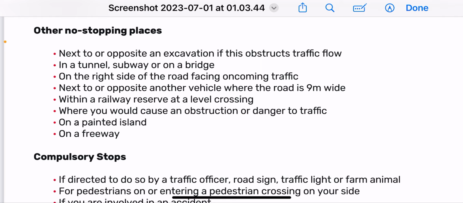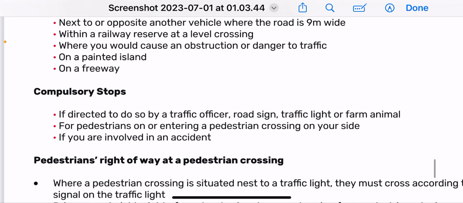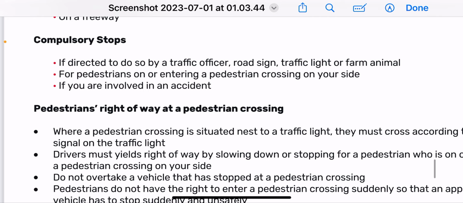Do not stop. Everything here is a no stopping. I don't know why I'm saying parking. But also, where you are not allowed to stop, you're also not allowed to park. And then you have compulsory stops. It's compulsory for you to stop if you are directed to do so by a traffic officer, road sign, traffic light, or someone herding animals.